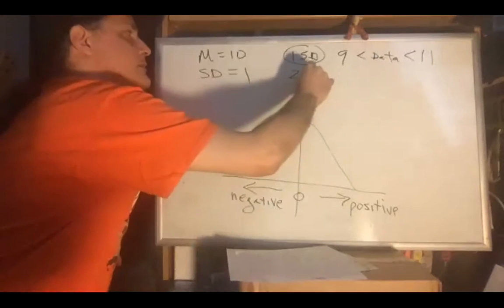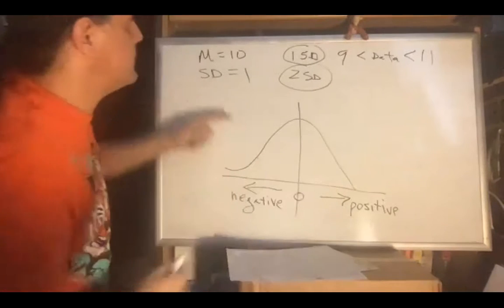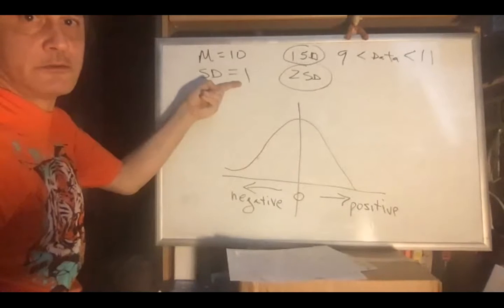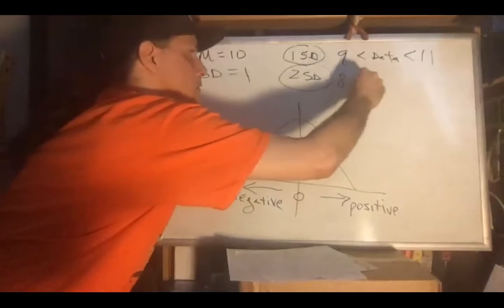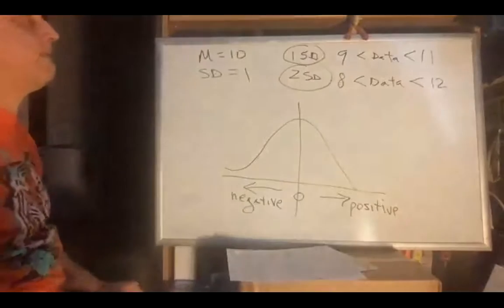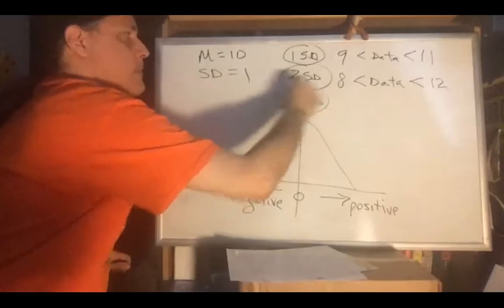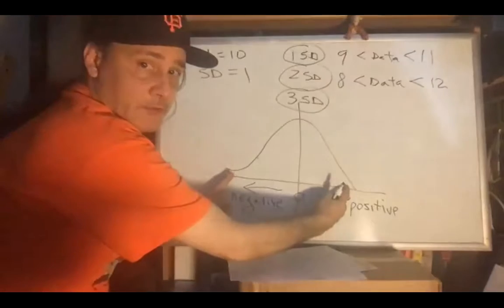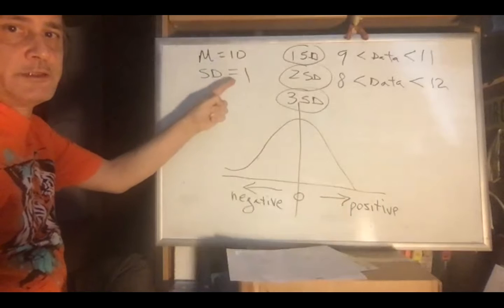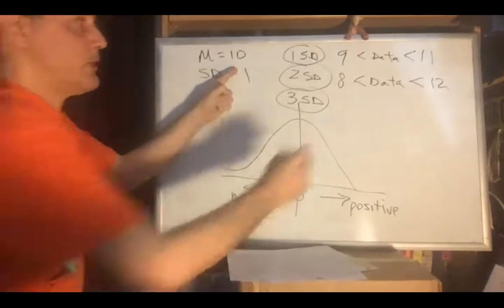Now, if we want 2 standard deviations from the mean, what interval would that be? Now we're going to add the 1 twice and subtract the 1 twice. So 8 and 12. Okay, and then 3 standard deviations from the mean. What interval would be 3 standard deviations from the mean? So again, if the mean is 10, 3 standard deviations means 3 times 1. So we'll add 3 to the 10, and we'll subtract 3 from the 10.